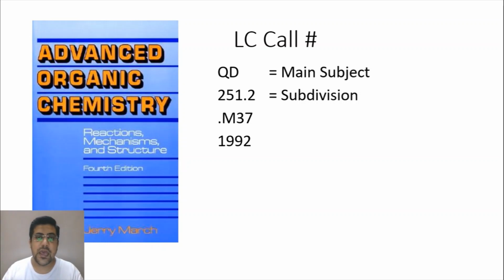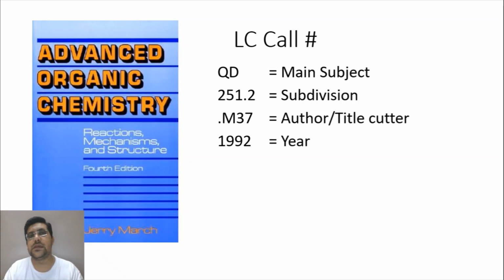And then we have author or title cutter. So this book is cuttered through MAR, the surname of author. MAR is used from the LC cutter table. So this is actually author cutter. And then we have year of publication. Year of publication is just an optional thing. If you want to use it, you can, but in most of the practice, we have seen the year of publication is used with the call number. So here we have the structure of LC call number.